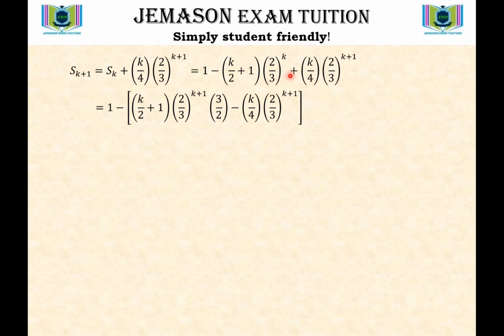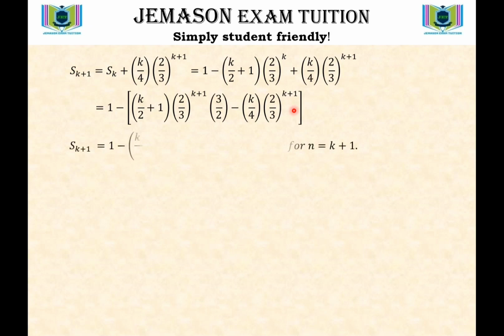and then times the inverse of 2 over 3, so that we then have that S(k+1) equals 1 minus k over 2 plus 1 into 2 over 3 to the power k plus 1 into the inverse of 2 over 3, which gives 3 over 2, and then minus k over 4 into 2 over 3 to the k plus 1. Note that we have factorized negative 1 in the last two terms, and that is why we have negative into the first term minus the second term.